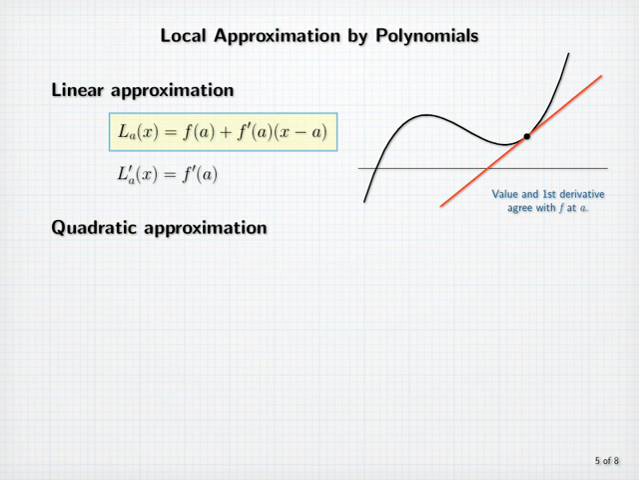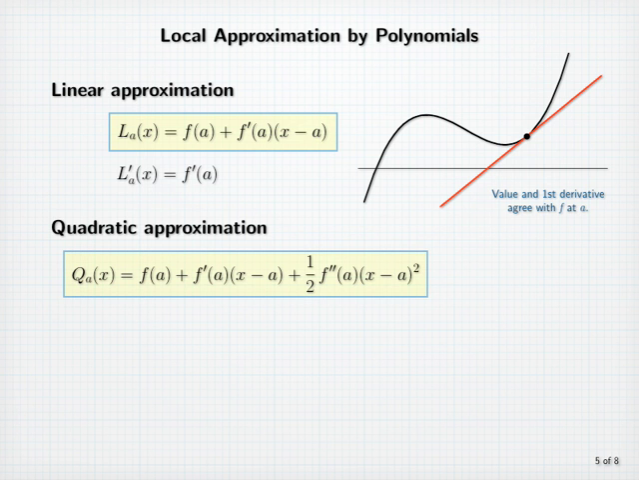Now, quadratic approximation. We define Q sub a of x to be f of a plus f prime of a times x minus a, which is just the linear approximation at a, plus a quadratic term, 1/2 f double prime of a times x minus a squared. Now let's look at the derivatives of this function. Q prime sub a of x is equal to the derivative of f of a, which is 0, plus the derivative of f prime of a times x minus a, which is the constant f prime of a, plus the derivative of the quadratic term, which by the power rule will be f double prime of a times x minus a to the first power.